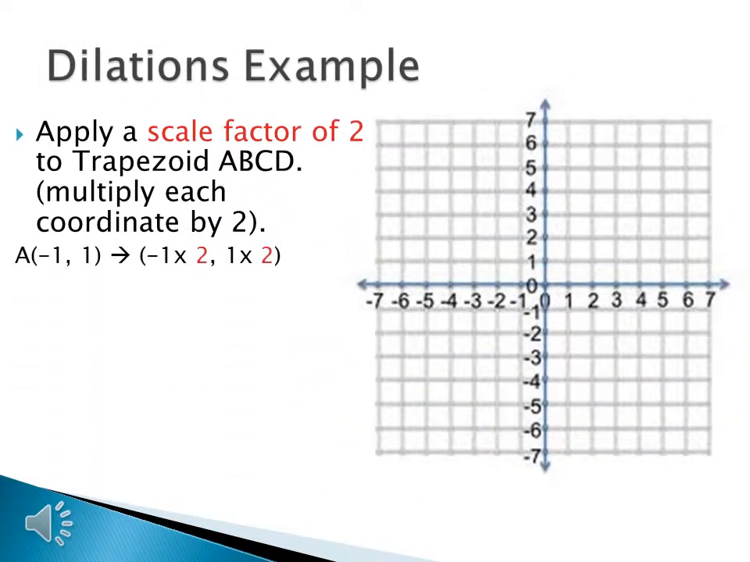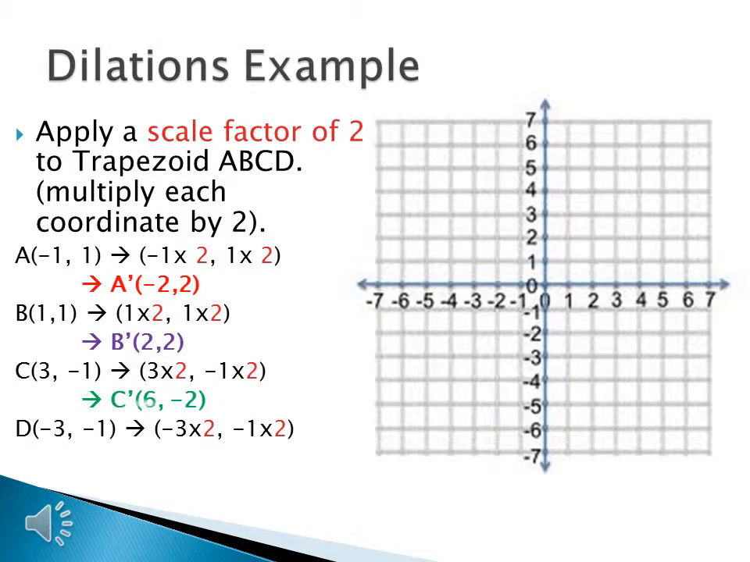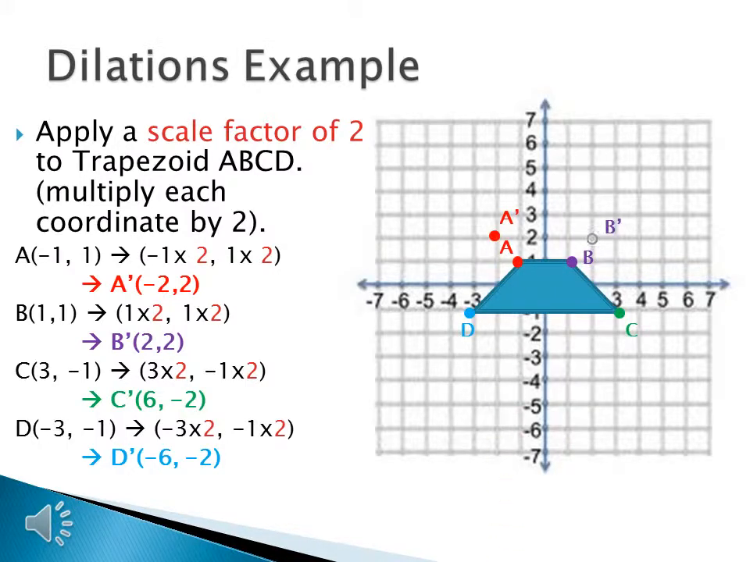In this example, we're going to apply a scale factor of 2 to our trapezoid. We have the ordered pairs for all 4 vertices, A, B, C, and D. And what we'll do is we'll take both the x and y values for each ordered pair, and we will apply the scale factor to each part. So for point A at (-1, 1), we apply the scale factor of 2, so we have -1 times 2 for x and 1 times 2 for y. That gives us an A prime at (-2, 2).